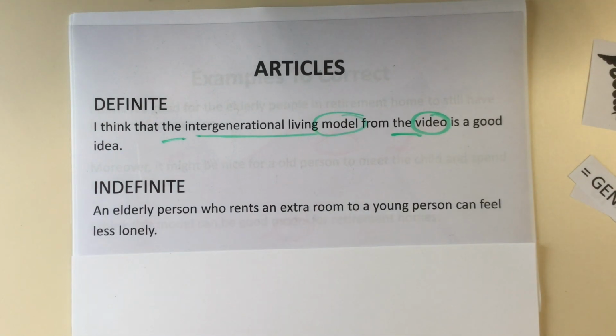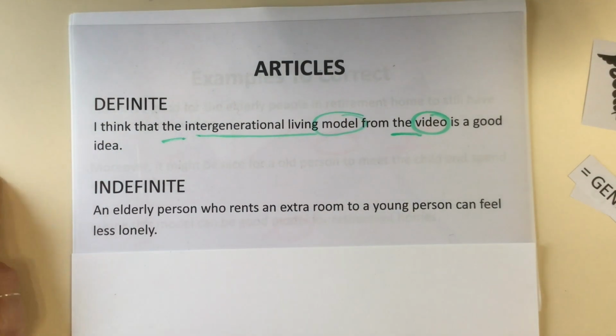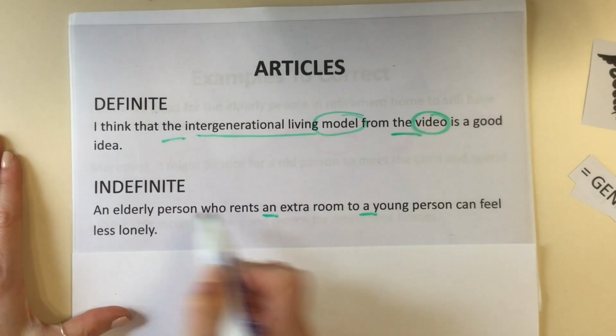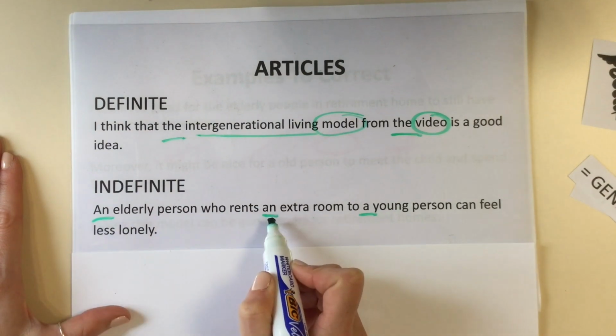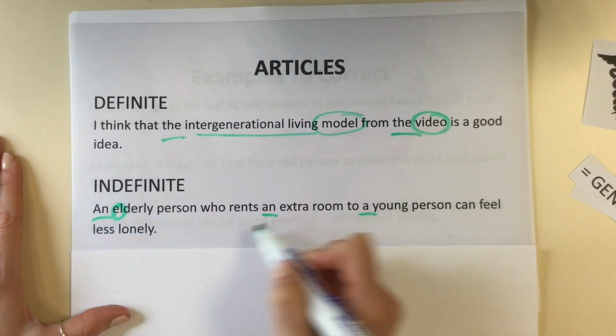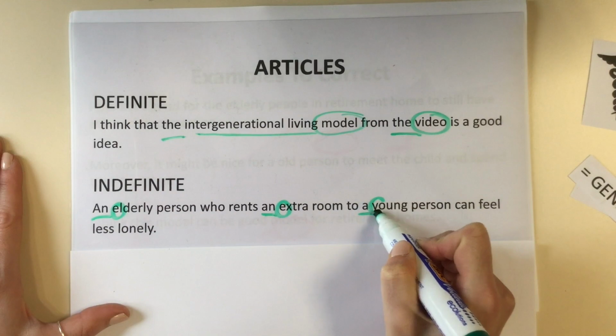Here you're speaking about a situation in general, not specific people or a specific experience. So you use the indefinite article a or an. An is used in front of words that begin with a vowel, like elderly and extra, while a is used in front of all other nouns.